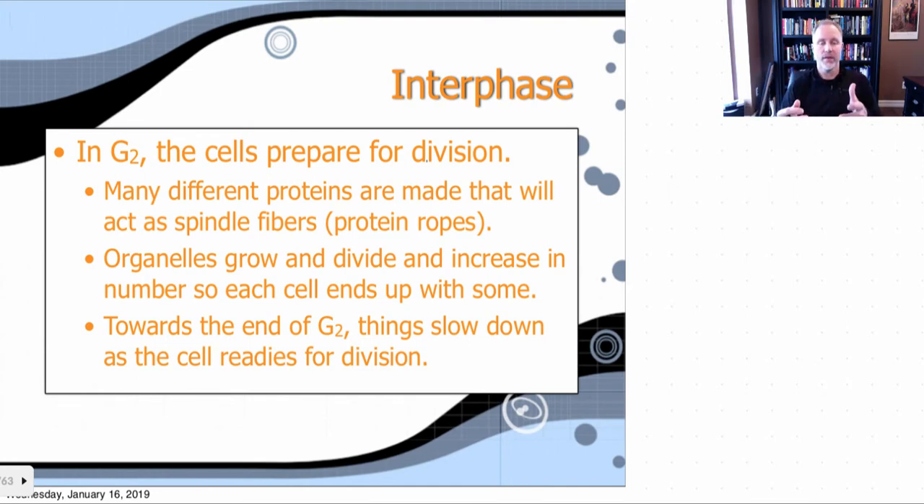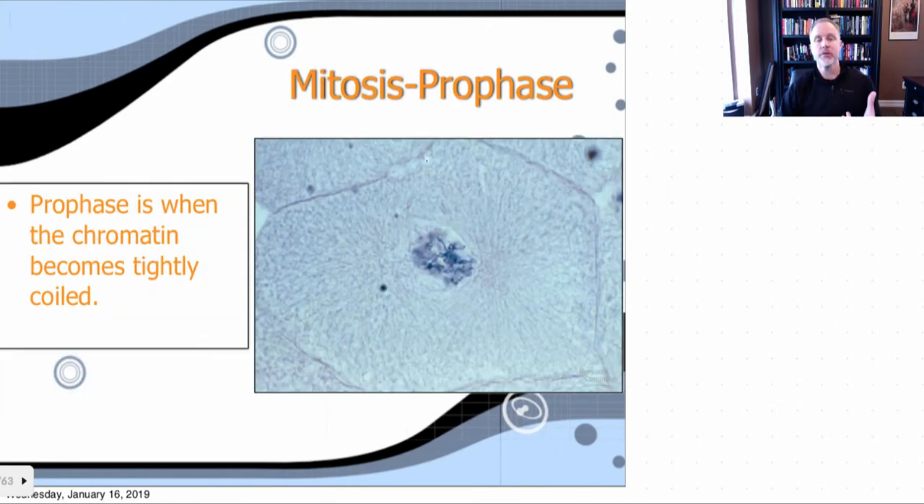So with G2 now, the cell goes G1, then S, now G2. This is where the cell is going to prepare to actually divide. A lot of different proteins are starting to get manufactured, including these little protein ropes, the microtubules, these spindle fibers, so that the genetic material can get pulled apart. Organelles are going to grow, divide, and increase in number. We want to make sure that each cell contains what it needs in order to support itself and survive, just like that original cell did. Once you get toward the end of G2, things start to slow down as the cell readies itself for division. So the first part of mitosis, the M phase, is prophase.